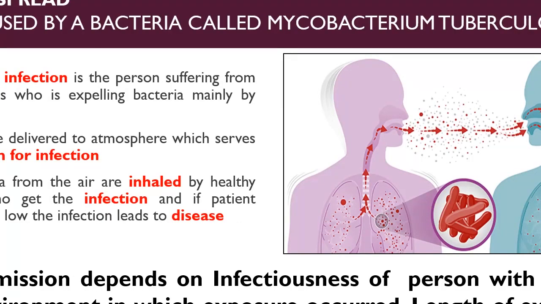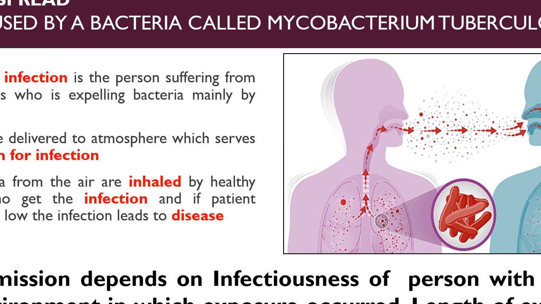TB is caused by a bacteria called Mycobacterium tuberculosis. Now, how does it spread? There is a source of infection. This is a person who is suffering from tuberculosis and who is expelling bacteria, especially when he is coughing. Bacteria are also delivered to the atmosphere. This is the medium of infection. The bacteria which are in the air are inhaled by healthy persons who get the infection, and if the patient's immunity is low, then the infection leads to disease.